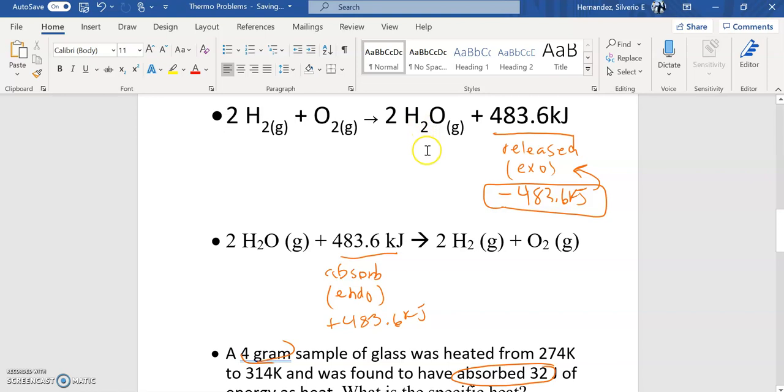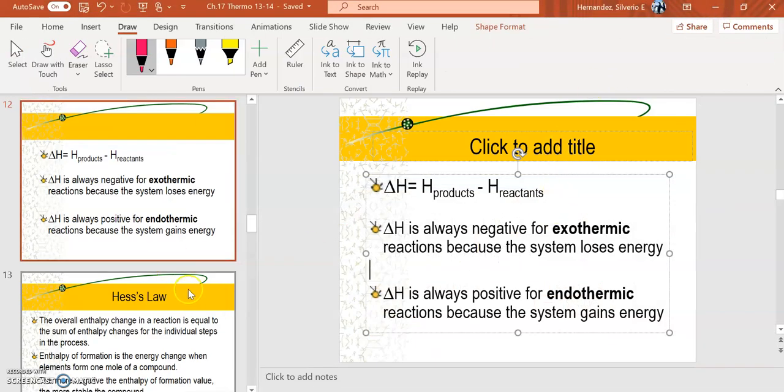So most reactions in nature are going to favor these exothermic reactions, these negative values. And that's going to conclude this particular lesson here on thermochemical equations and heat of formation, that enthalpy.